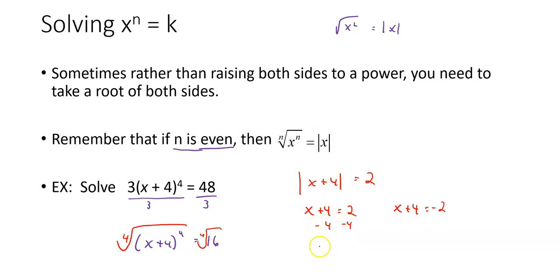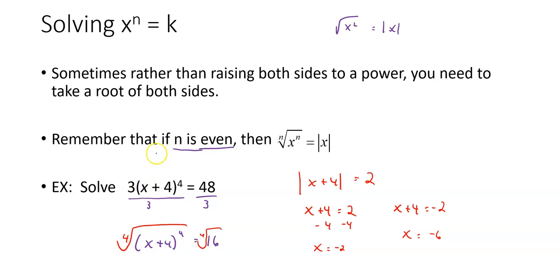Subtract a 4 from both sides. I get x equals -2. Subtract a 4 from both sides here, and I get -6. Try it back into the question, 3 times (x plus 4) to the 4th equals 48. Right. If I put a -2 in here, -2 plus 4 is 2. 2 to the 4th is 16. Multiply it by 3, we get 48.